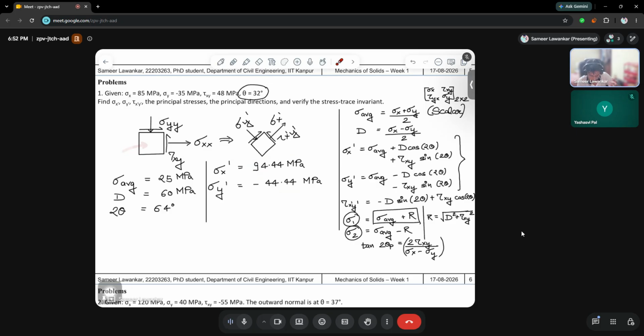Okay, so that was just for the general gist of why we need to understand all these concepts in mechanics of solids. Fine. So sigma x dash is known to us, sigma y dash is known to us. Similarly, we can get tau x dash y dash. When you put in the formula, you will get this to be minus 32.89 MPa. If you see very carefully, the direction of shear stress has changed. First it was positive, now it is negative. So this is also very important.